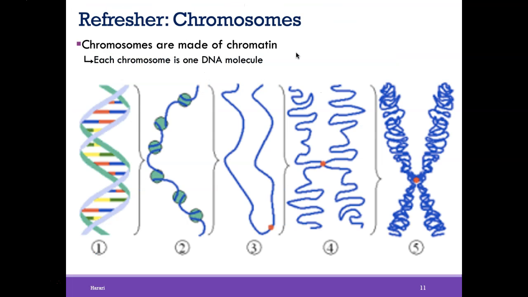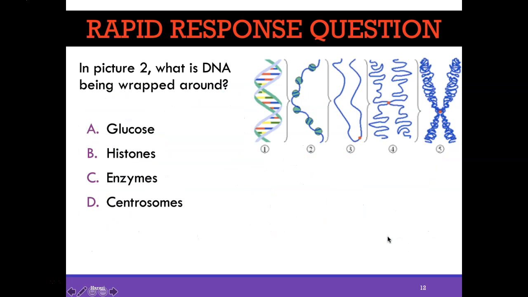Let's do a quick refresher about chromosomes. We said chromosomes are made of chromatin. Chromatin equals DNA wrapped around histones. Each chromosome is one long DNA double helix wrapped around histones, condensed and wrapped tightly and tightly until it looks like one half. This is a duplicated chromosome. But one DNA double helix gets wrapped around histones until it gets more and more compact.